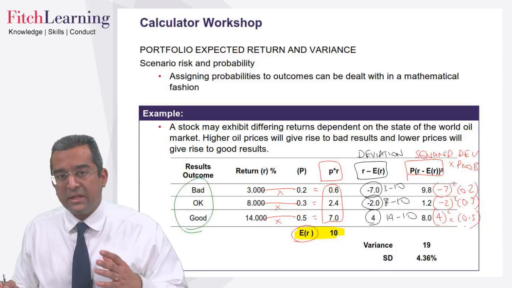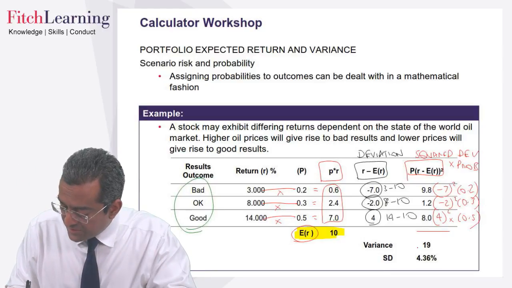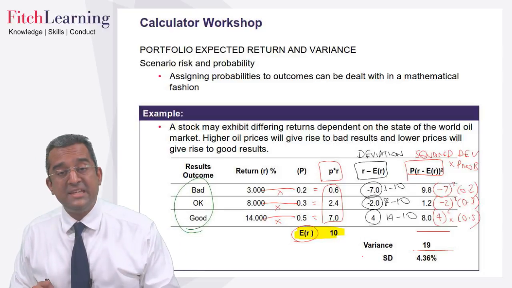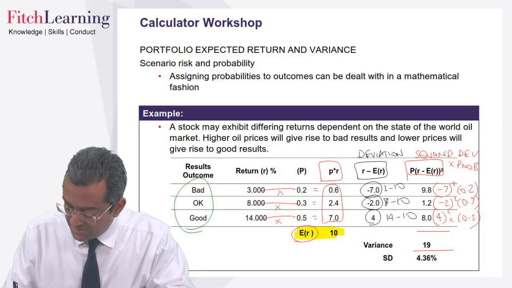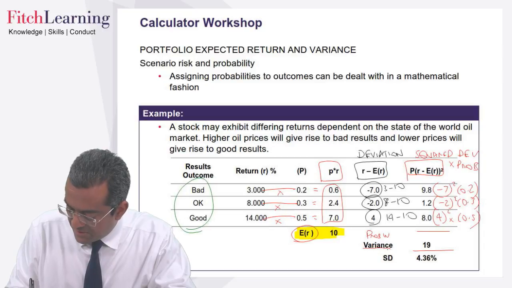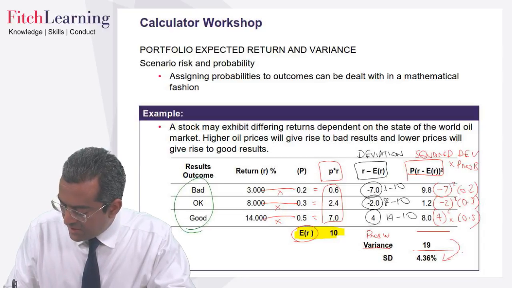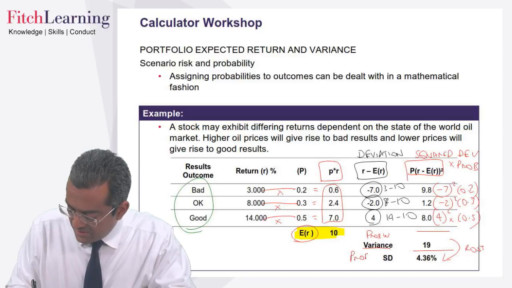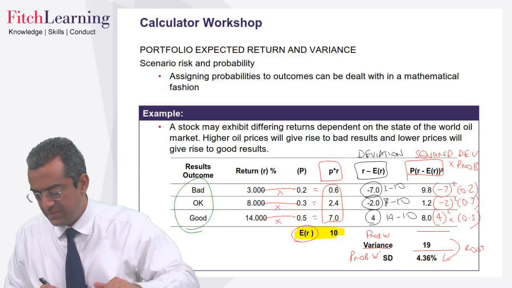Now you could do that. I mean, it's not too bad, but if you solve for that and sum that up together, you will get apparently 19, which is variance. Probability weighted variance. And if you take the root of that answer, you'll get probability weighted standard deviation.